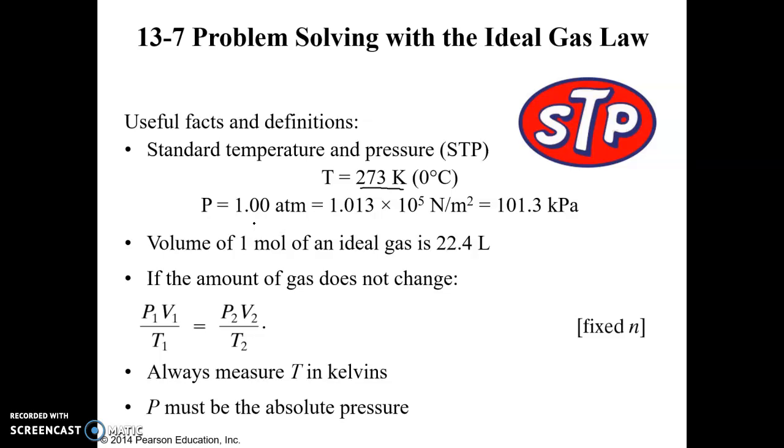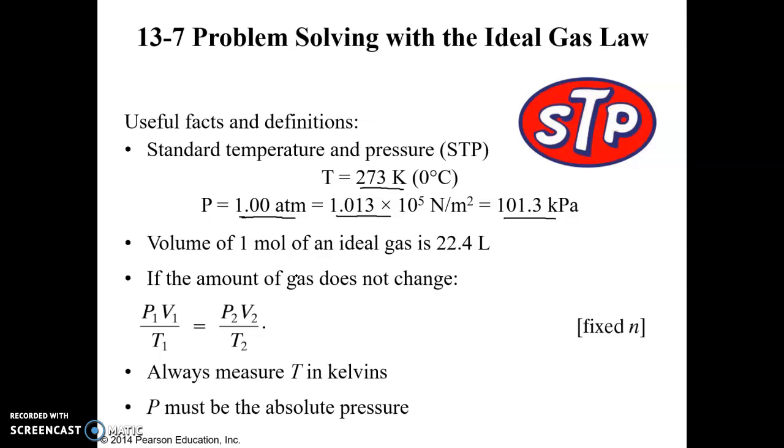The standard pressure, the standard average atmospheric pressure, is 1 atm. So that's 1 unit of pressure. That corresponds to 1.013 times 10 to the fifth newtons per meter squared, which converts to 101.3 kilopascals.